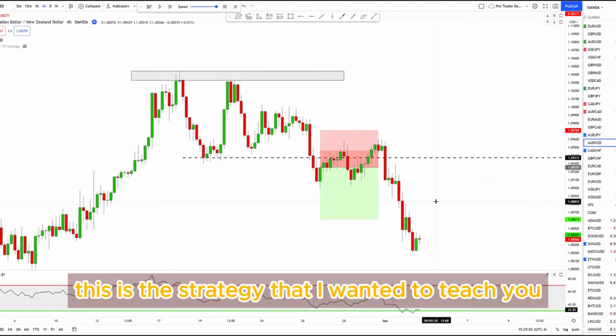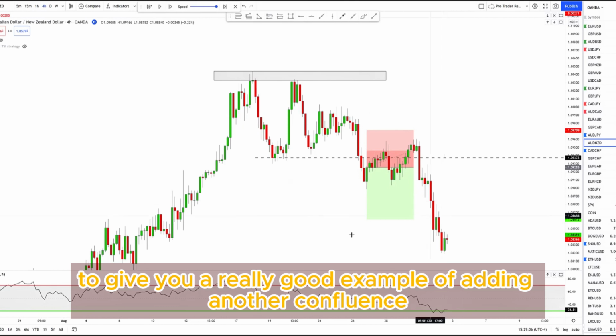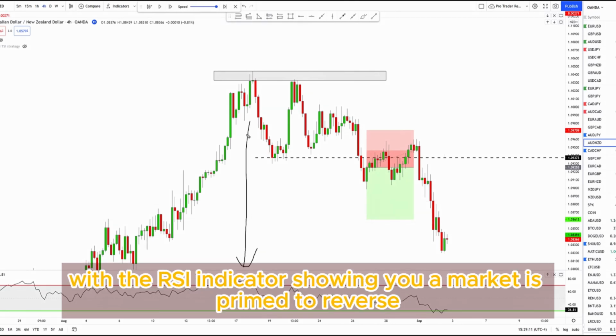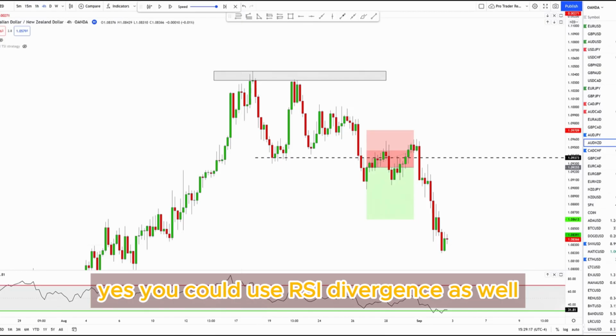Again, this is the strategy that I wanted to teach you to give you a really good example of adding another confluence, like a reversal scenario with the RSI indicator showing you a market is primed to reverse. Could you use other things? Yes, you could use RSI divergence as well.